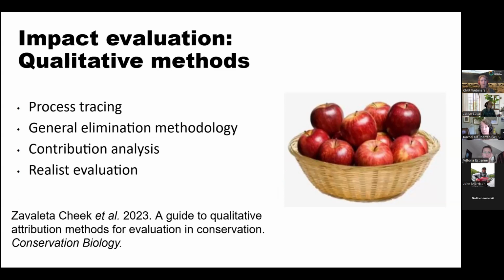There are also qualitative methods. I'm not actually familiar with these methods, but I know they exist and I want to learn more. Some examples include process tracing, general elimination methodology, contribution analysis, and realist evaluation. There's a paper that I've been meaning to read and haven't got to yet. That's a guide to qualitative attribution methods that I've heard is quite a useful resource. These methods, I suspect, would probably be more practical for conservation practitioners.